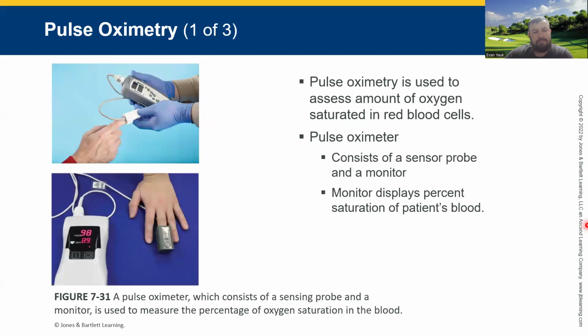Here's your pulse ox. We've all seen these. It's going to read the amount of oxygen saturation in the red blood cells. It consists of a sensor probe and a monitor. The monitor displays the percentage of saturation of the patient's blood. Right here it says SpO2 98, so this person is at 98% oxygen saturation, and most of them also show your pulse, which is 89. We have portables that we keep in our jump bag, and we also have a pulse ox attached to our main monitor in the truck. Anytime we're going to give oxygen, we need to be using a pulse ox because it tells us where we're at.